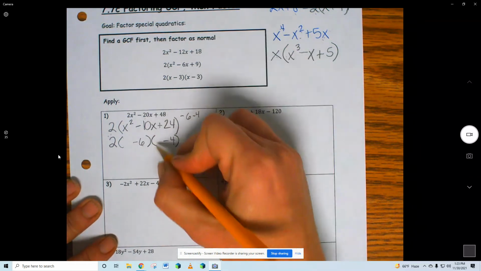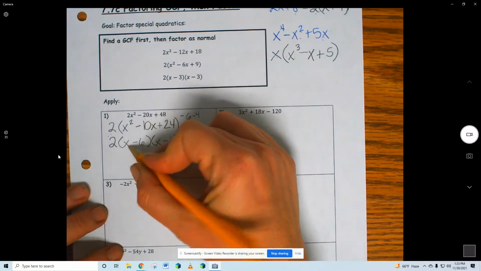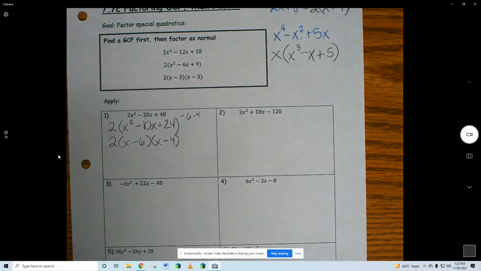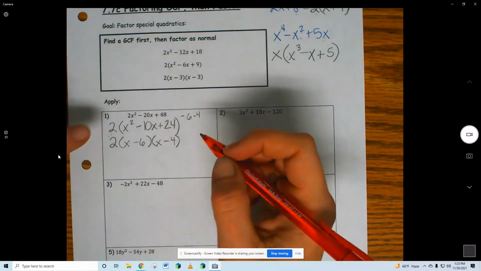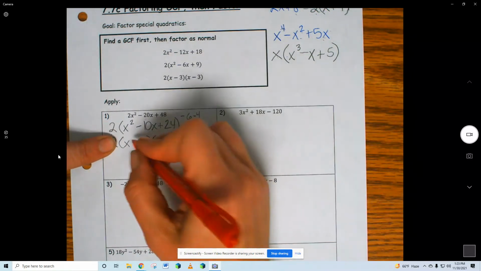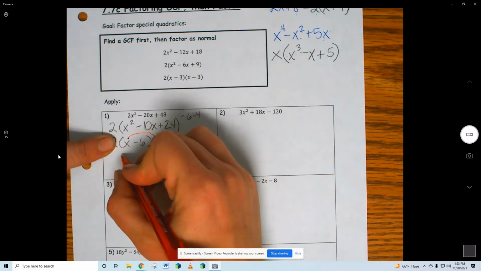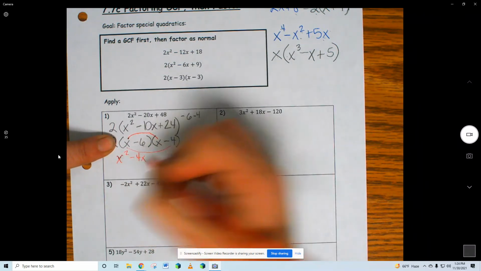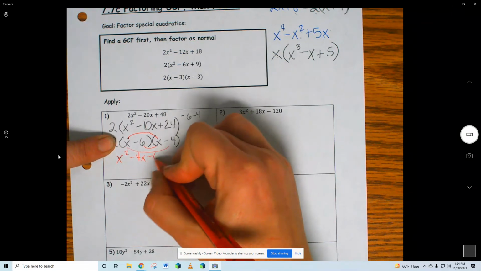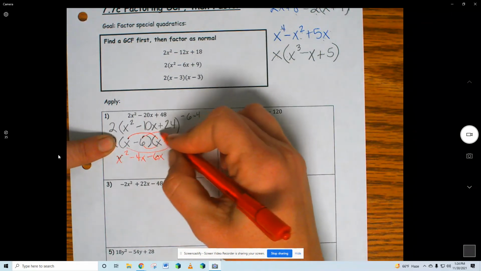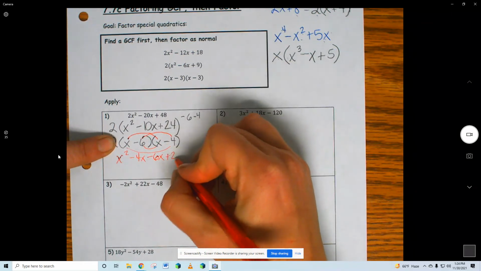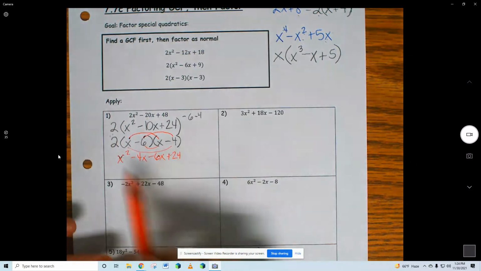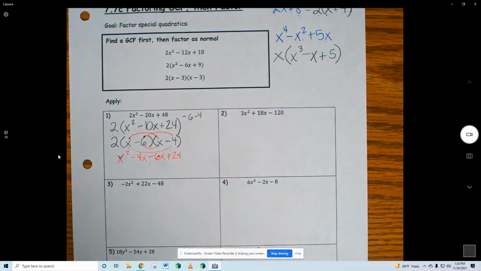I have to check it. I could get 100% on every question in this chapter if I actually go through and check and multiply back out. So that would look like this. Hide the 2 just for now. First, x squared. Outside, negative 4x. Inside, negative 6x. Last, 24. Yeah, that is what I had in the middle. So I know I'm good. My pencil answer is correct.